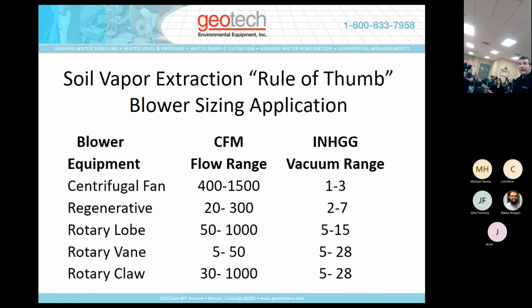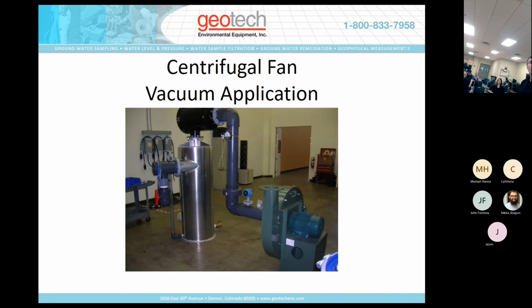So, rule of thumb, CFM and vacuum ranges based on different blower types. You can see in the chart there. The most common is the regenerative that we supply, but we've also done a lot of the rotary lobe, which are basically positive displacement blowers, and the rotary claws. And just a couple of pictures here of different applications.